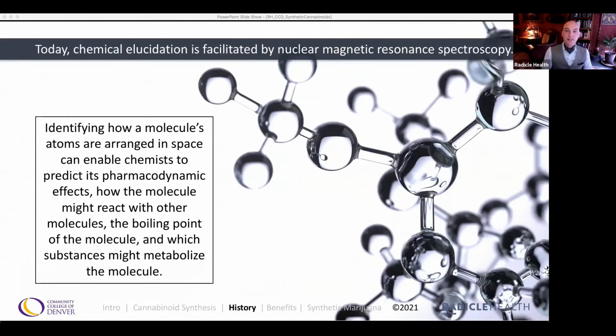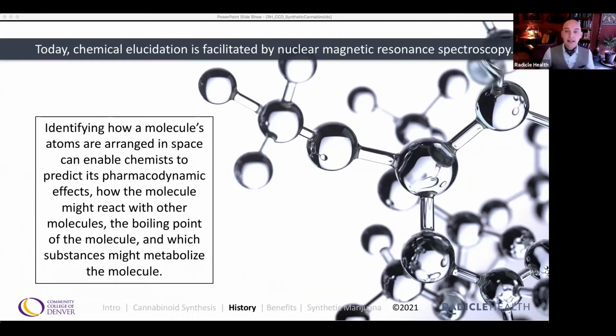I mentioned the word elucidation. So elucidation is the process of determining the chemical structure of a compound. Identifying how a molecule's atoms are arranged in three-dimensional space can enable chemists to predict pharmacodynamic effects, how the molecule might react with other molecules, the boiling point of the molecule, and which substances might metabolize the molecule.